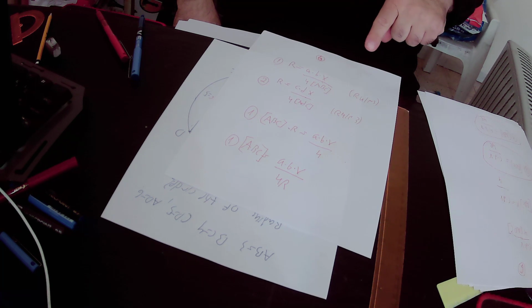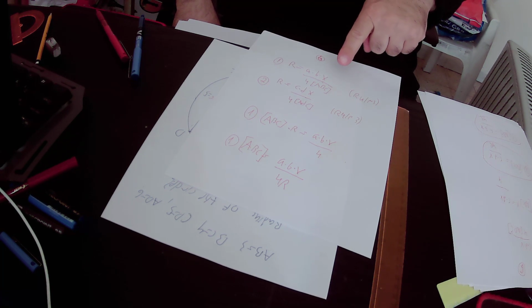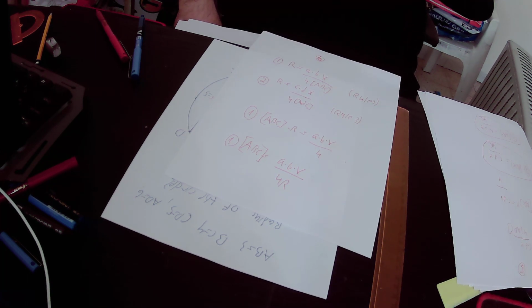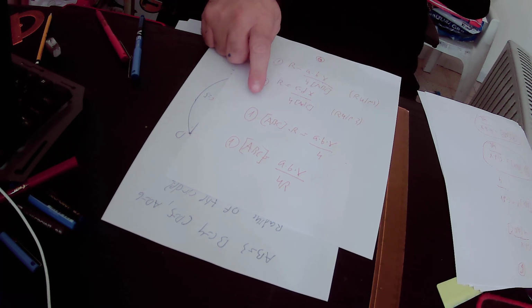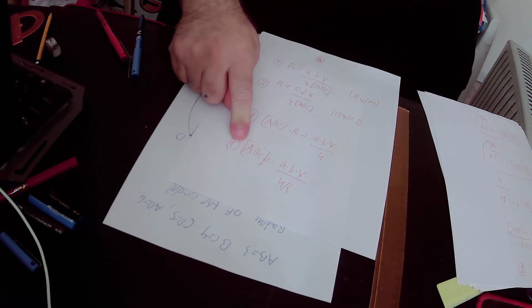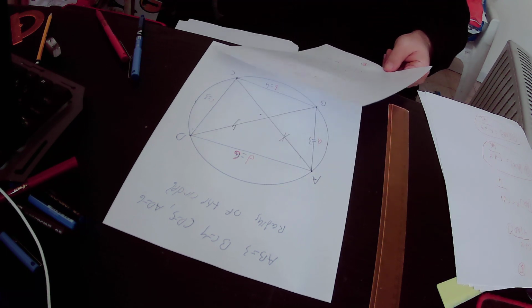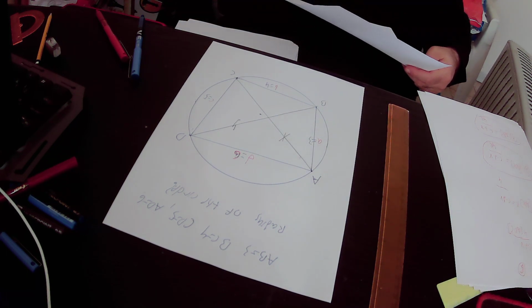Then we found the area of triangle ABC: we multiplied equation number 1 by the area of triangle ABC and got this expression. Then we divided equation number 1 by r, and we got that this is the area of triangle ABC, and we repeated the same process.